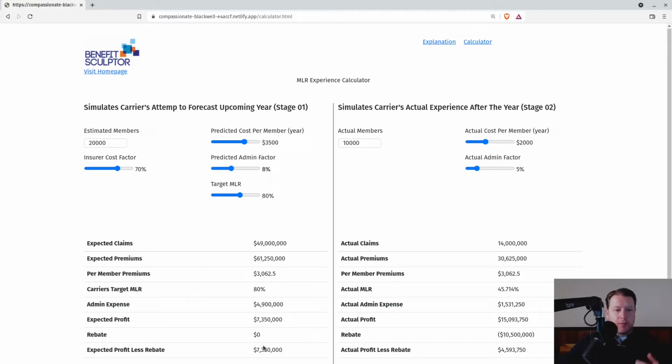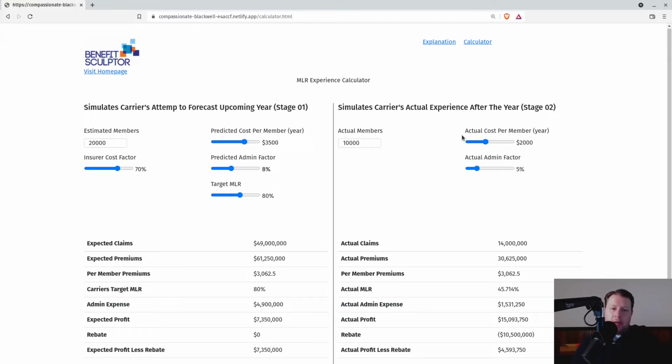And then you can see, okay, here's our admin expenses, and this is our expected profit, and then our rebates, and then the profit less the rebate. And we're targeting MLR, so we should not be getting any rebates. This equation will always hold, as the expected profit is the expected profit less the rebate in the stage 1 prediction.